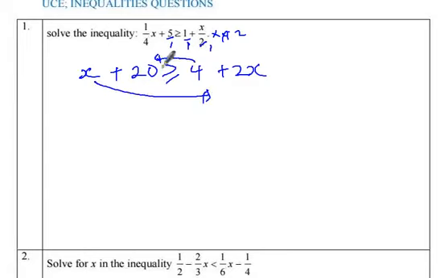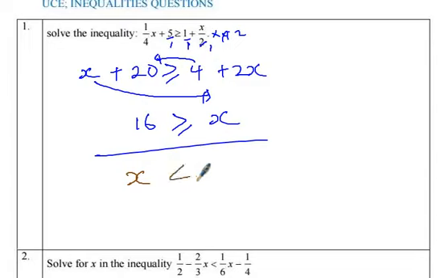Let me move this term to this side, so that I write 20 minus 4 is 16 is greater than or equal to 2x. When I bring this to this side, it becomes 2x minus x, which is x. So this is our answer. 16 is greater than or equal to x, which we can also write as x is less than or equal to 16 when we start from this side.